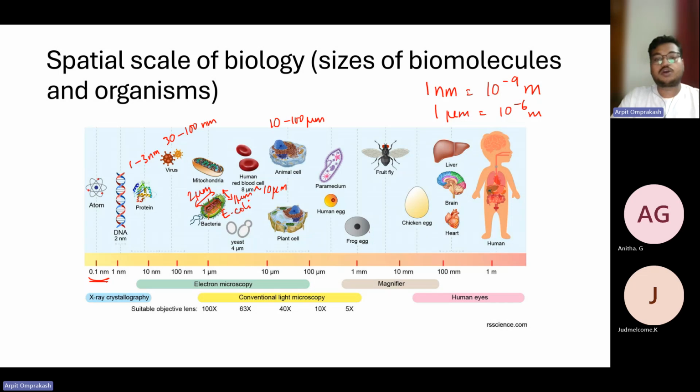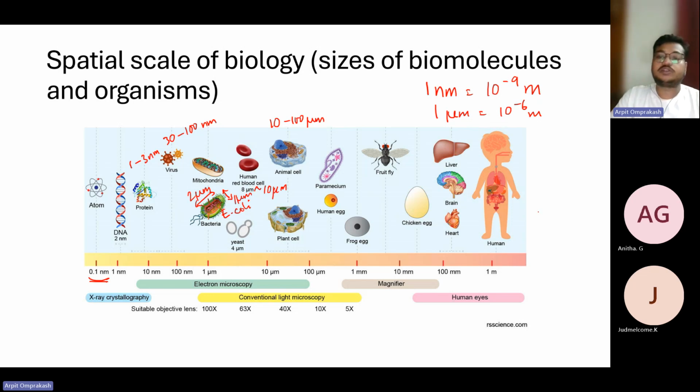Then we have common insects such as fruit flies and crickets, which are in the range of some millimeters to a centimeter, let's say. Then we have a chicken egg, which falls somewhere around 5 to 10 centimeters. And then we have different organs of the human body, which are much larger, in the range of centimeters. And then we have humans, which generally range from 1 to 2 meters.